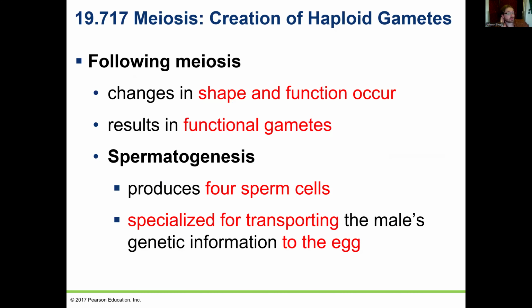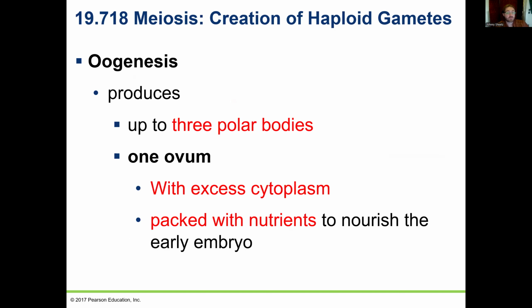So following meiosis, changes in shape and function occur, which result in functional gametes. When we are creating sperm cells, we call this process spermatogenesis. These sperm cells are highly specialized for transporting genetic material. They have flagellum, they go towards certain chemical signals, they have energy stores, and four are the final product.